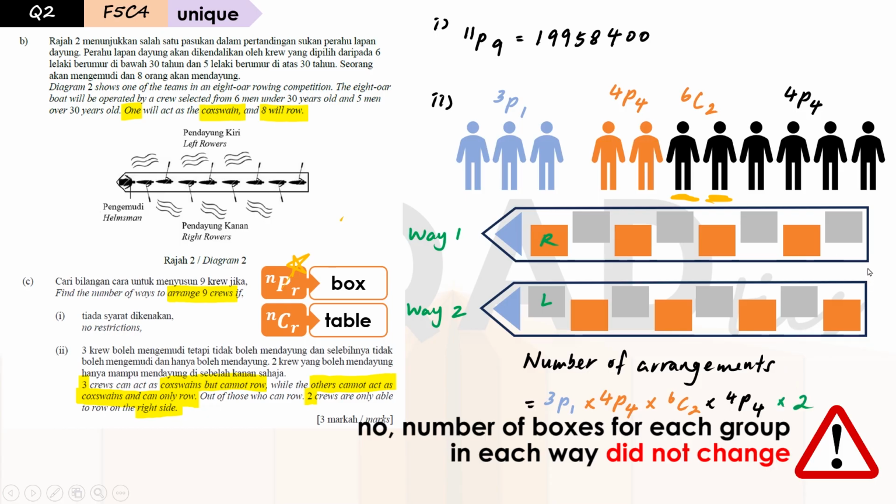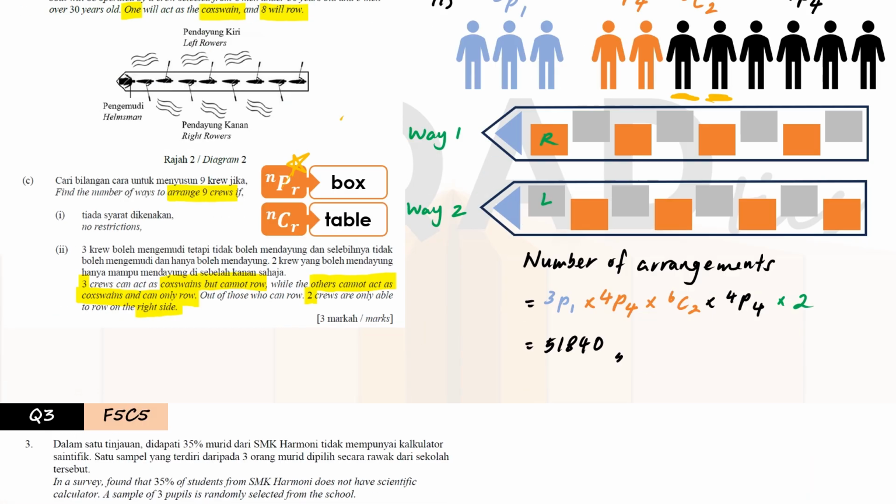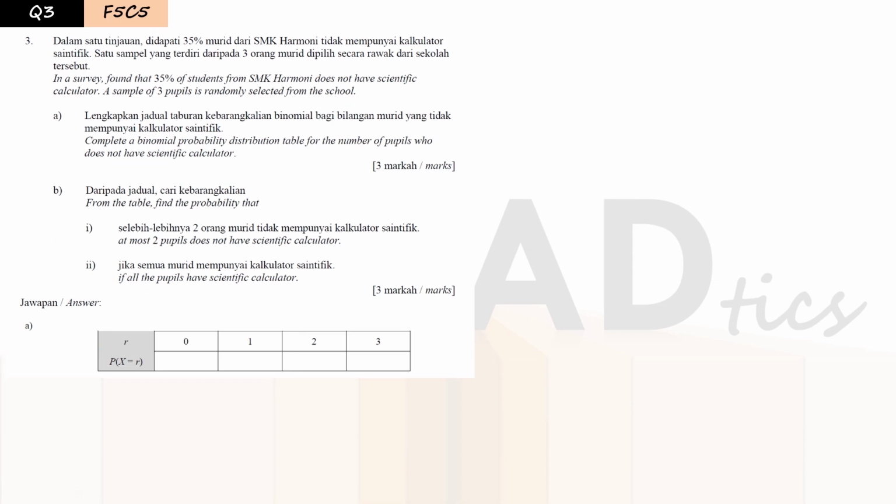Right? Because again, for each way, the total number of arrangements is the same, which is 3P1 times 4P4 times 6C2 times 4P4. Okay, so we just need to multiply by 2 and then we can find our final answer, which is 51840.